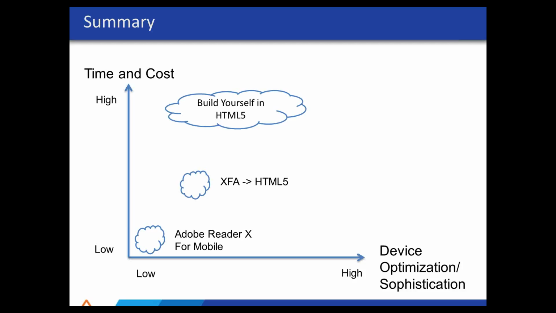Option number 3 is to build it yourself in HTML. And that has quite a wide range of device optimization and sophistication. It's up to you as to how you build that. The better you get at that, the greater the sophistication, though we do believe that the cost will be high. And your 4th option is SmartForm Factory, which is both affordable and very high on the optimization and sophistication scale.